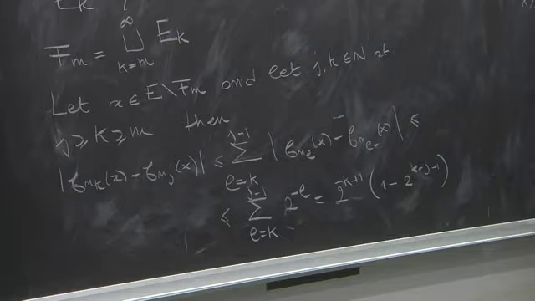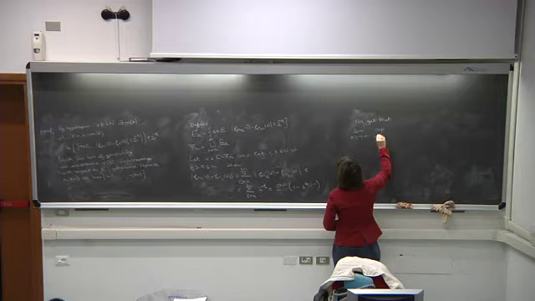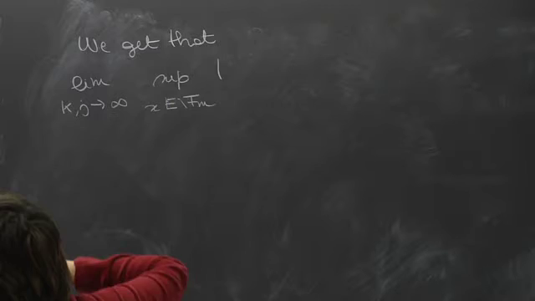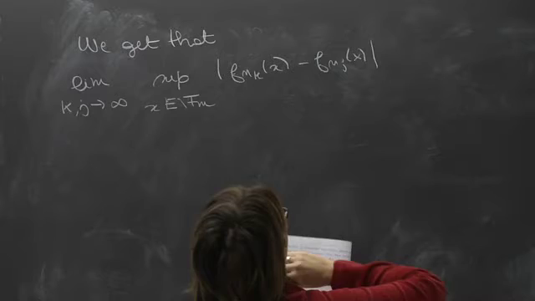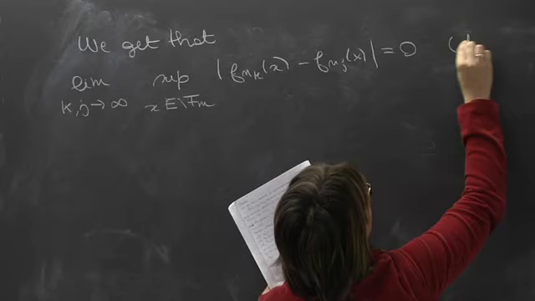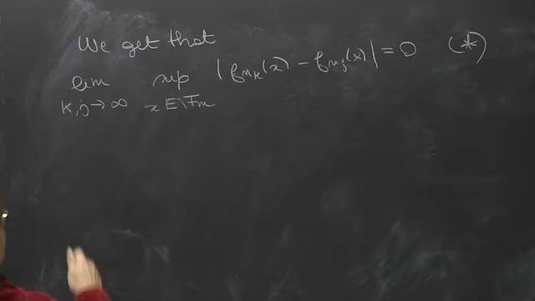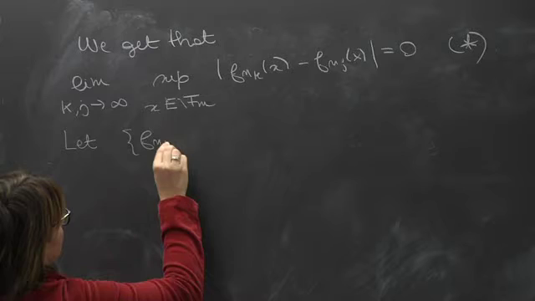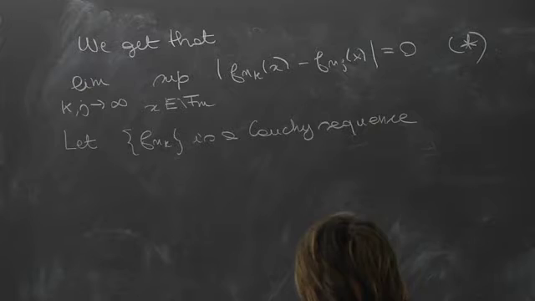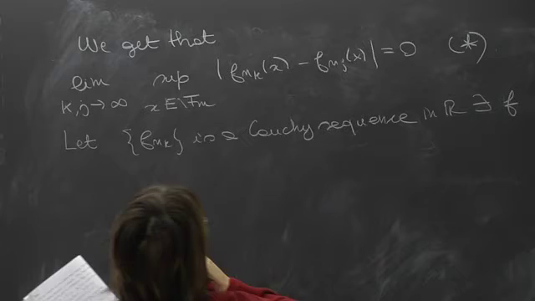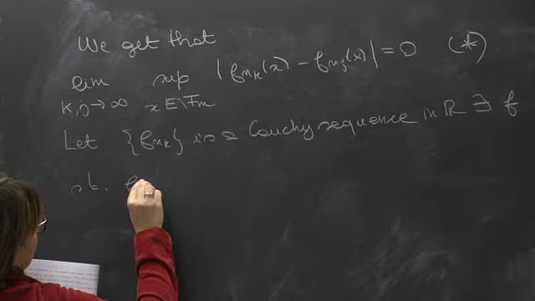Okay, so the supremum over x which belongs to E minus F_m of f_{n_k}(x) minus f_{n_j}(x) goes to 0, okay? And call it star. Okay, so we have that R is a complete space, so f_{n_k} is a Cauchy sequence and so there exists a limit in R, this f, such that f_{n_k} converges to f.